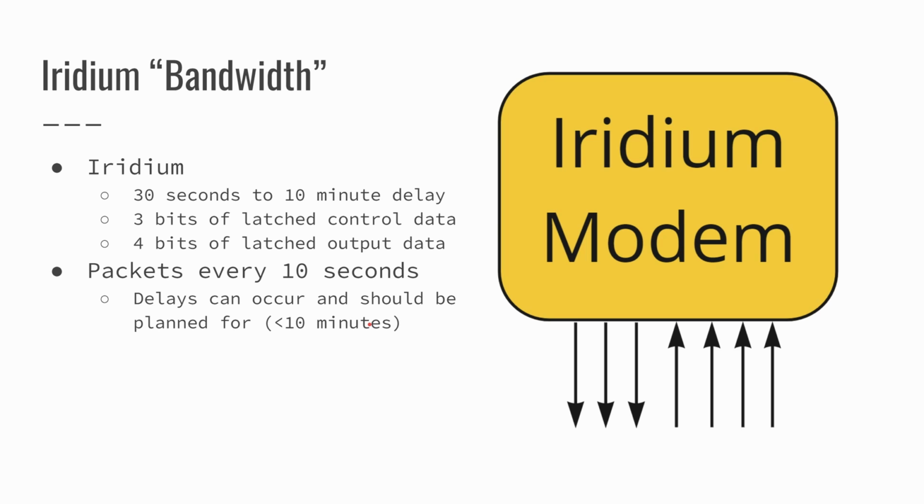So there is bandwidth in the theoretical sense associated with the Iridium. It has these 3 bits that can have quite a delay on them. So it's not bandwidth in megabytes. It's like bits per minute or something. So it's not something you can transmit large amounts of data through. So you have to be careful what you're trying to do. And then we should get a packet back every 10 seconds.